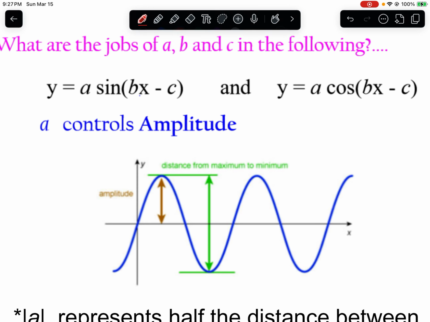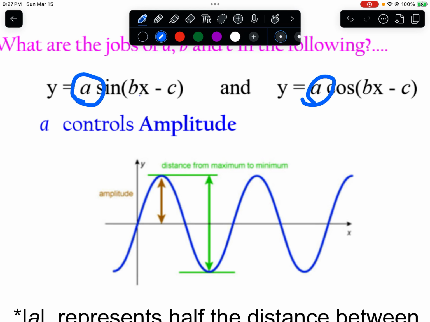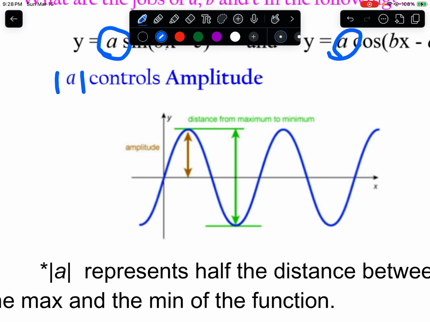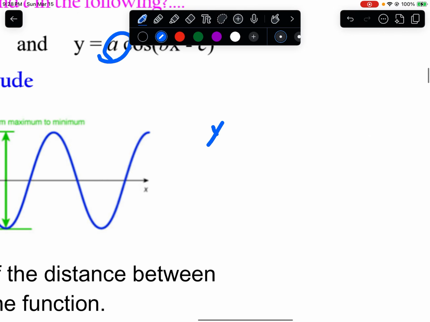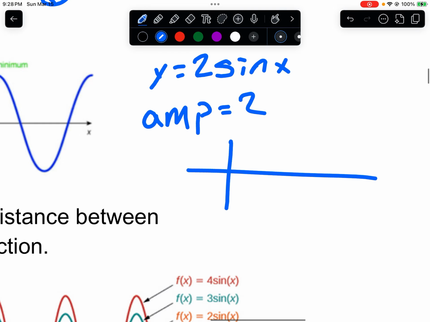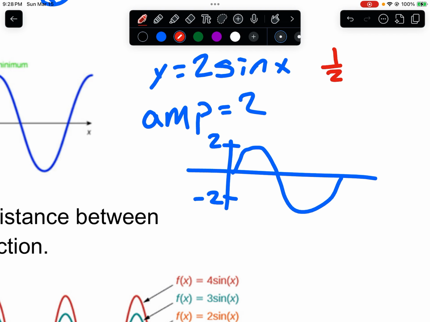The things that control amplitude and period. Okay. Amplitude is probably the easier of the two. Amplitude is just determined by the number in front of the sine or the cosine part. The absolute value of A is going to be how high or how low your function gets. So if I had a function y equals 2 sine x, my amplitude is going to be 2, and when I set up my graph, I know it's going to go up to 2 and down to negative 2.